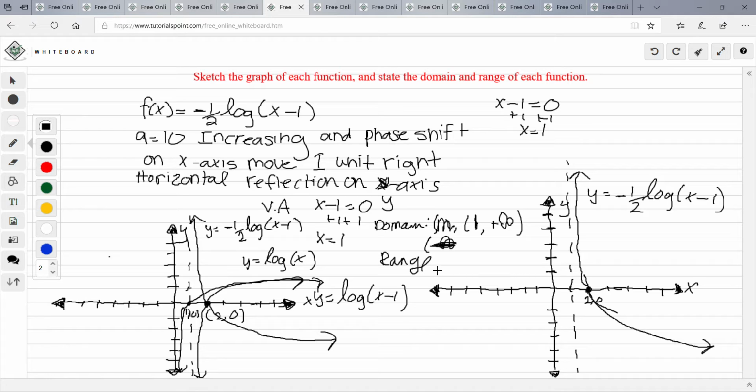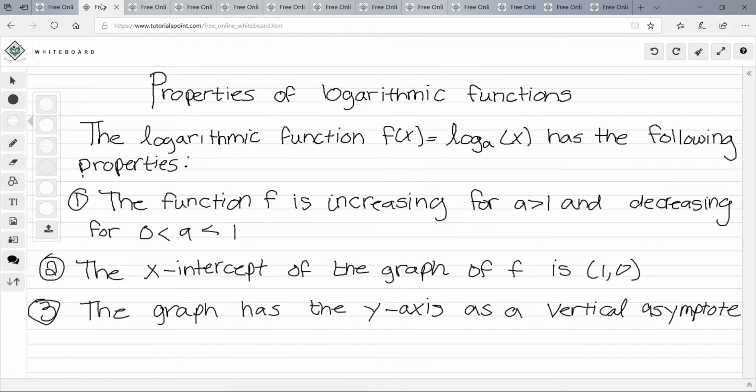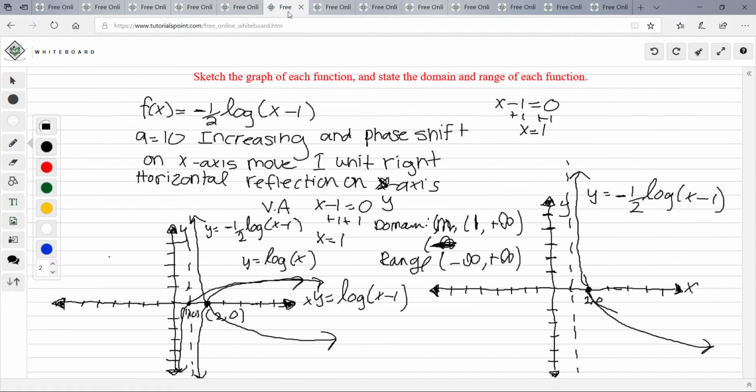And the range, let's look at the y-axis. It keeps going positive and then negative. So it's just going to be from negative infinity to positive infinity, right? And it follows one of the properties. Yes, the range is from negative infinity to positive infinity. Do you understand that the domain is parentheses 1 to positive infinity because of the vertical asymptote and then the phase shift? That's why it doesn't start at 0, it starts at 1. Okay, so that's how you graph a logarithmic function.